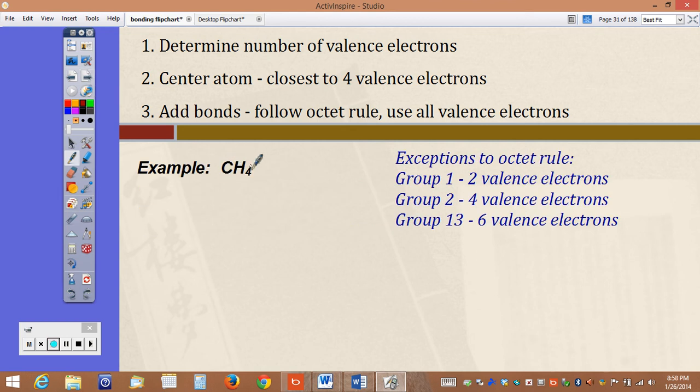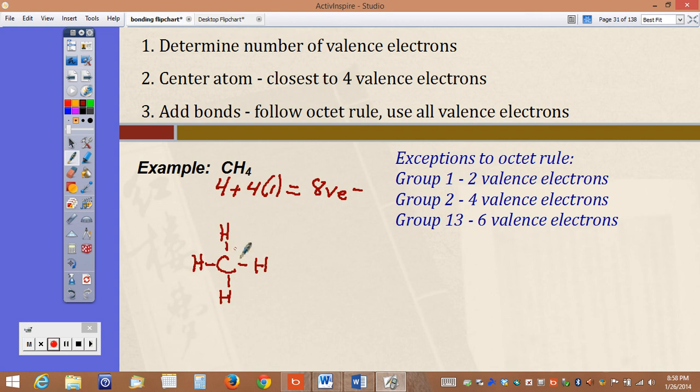First off, CH4. Carbon, determining the number of valence electrons, has 4. There are 4 hydrogens, each one has 1 electron. So we're going to have 8 valence electrons total. Next, center atom, carbon goes in the middle because he has 4. Now, all the hydrogens together have 4, but individually, each hydrogen only has 1. So hydrogen does not go in the middle. We're going to go ahead and put the 4 hydrogens on the outside.